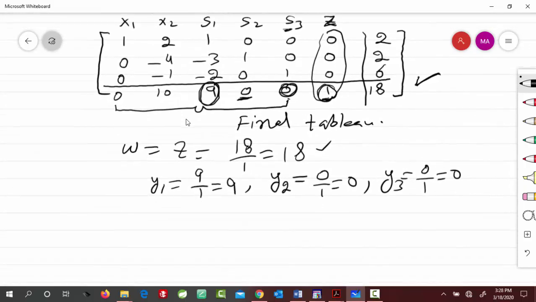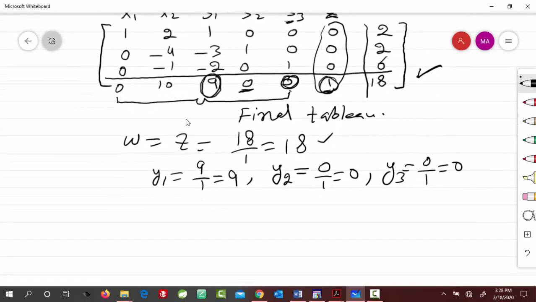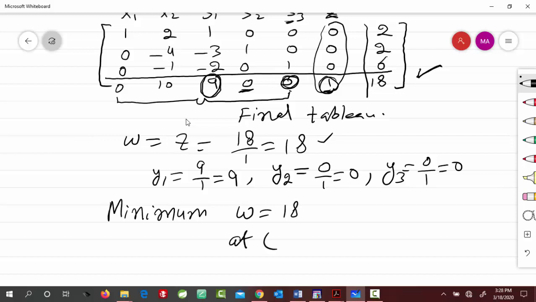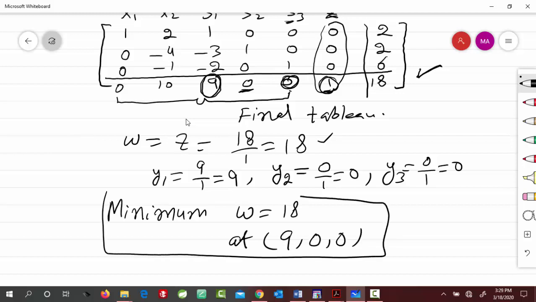So our answer for the actual problem is that the minimum W is equal to 18 at y1 is 9, y2 is 0, y3 is 0. That is the final answer.